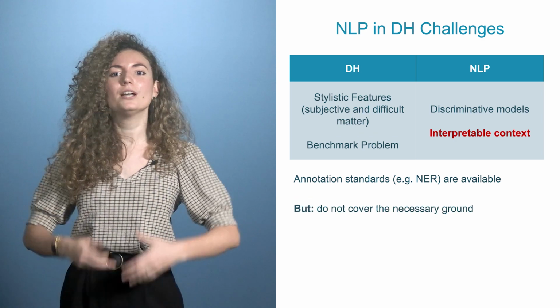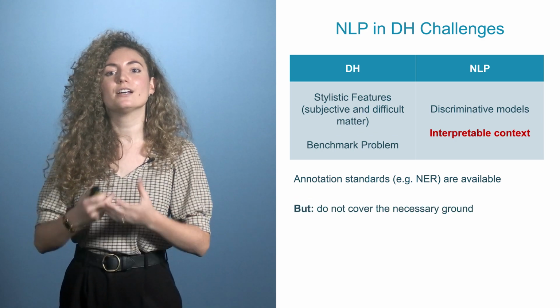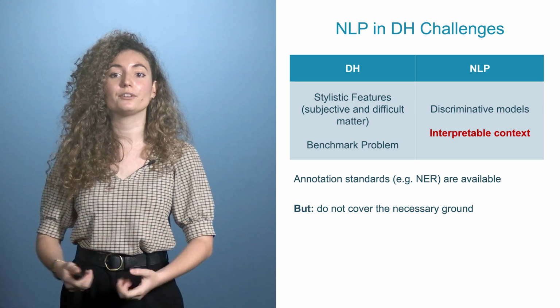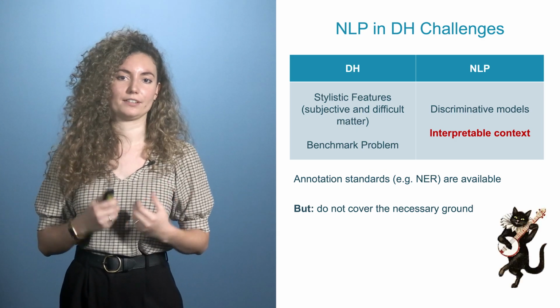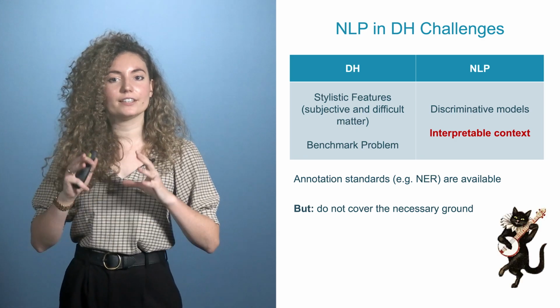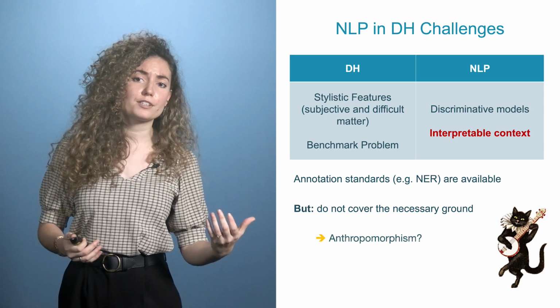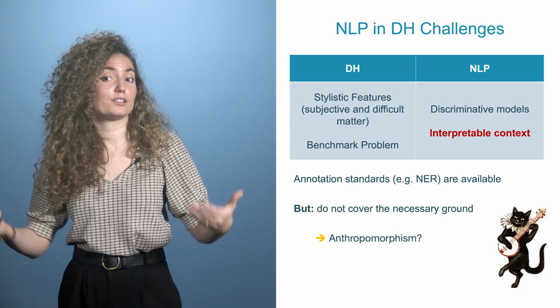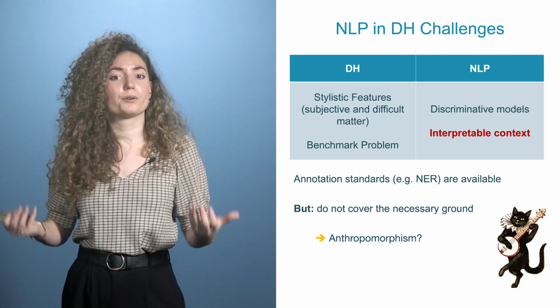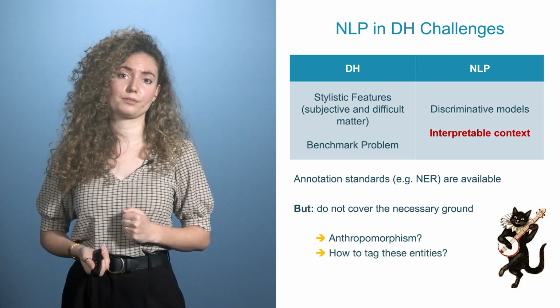Say, for example, that we want to create annotations for a named entity recognition model to find animals in fairy tales. We would need to clearly delineate what an animal means to us. Do we include anthropomorphism, or do we then tag these entities as a person? This choice, of course, highly depends on the research goals.